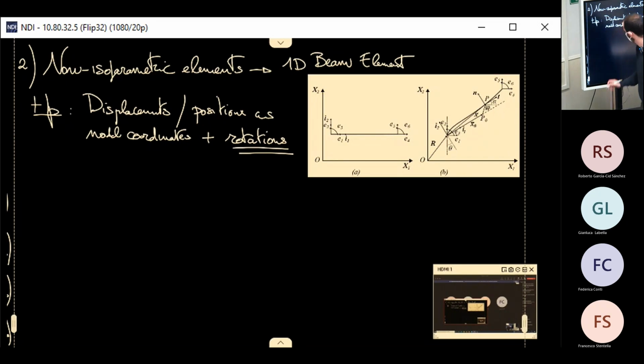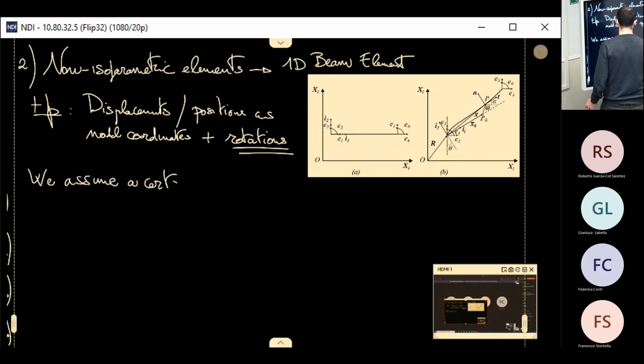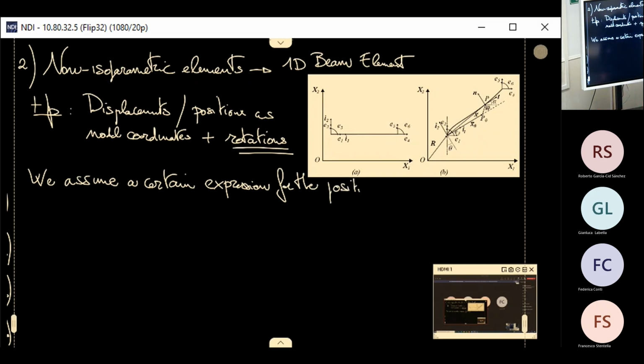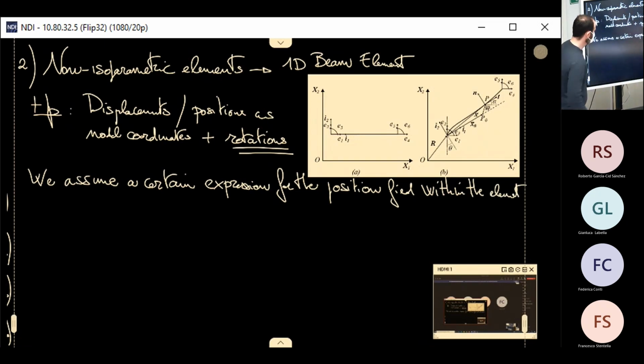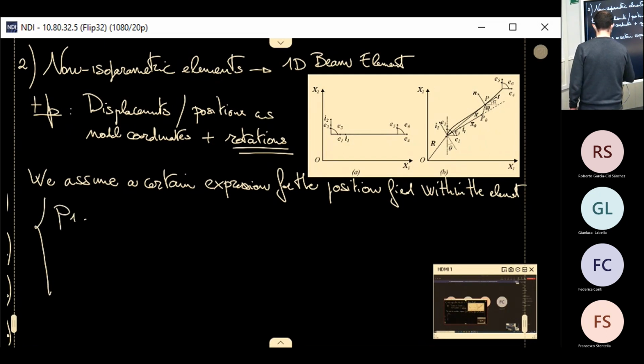Now again, we assume a certain expression for the position field within the element. So again, we have to write something for P1 and P2. In this case, only as a function of, again, the local coordinate along I1. So that would be x0 over bar 1. Okay.